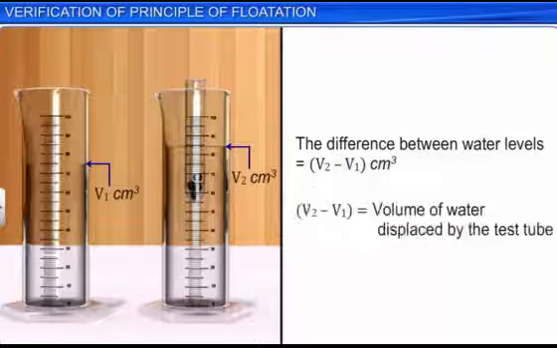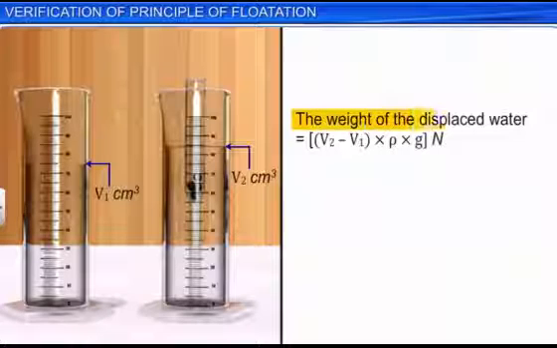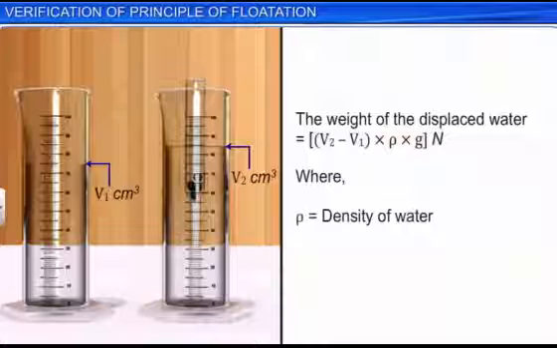This difference gives the volume of the water displaced by the test tube. Let us now find the weight of the displaced water. The weight of the displaced water can be written as (V2 − V1) × ρ × g Newton, where ρ is the density of water and g is the acceleration due to gravity.